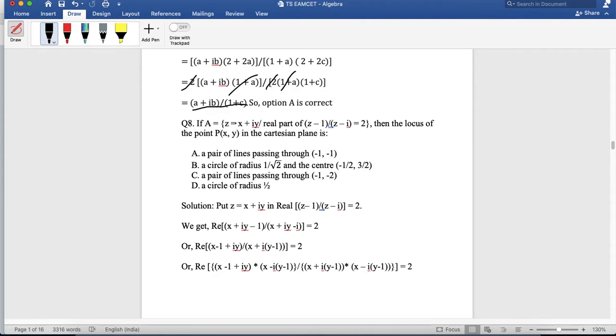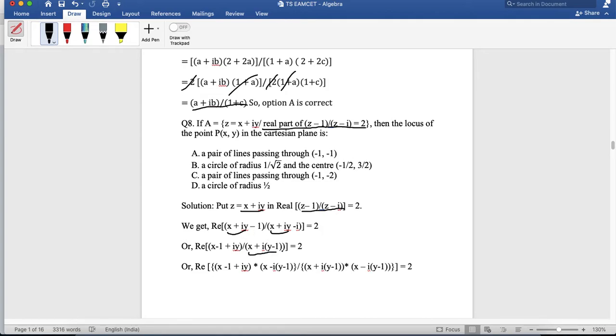Now the next problem on complex numbers. Z is x plus iota y, and the real part of z minus 1 by z minus iota is 2. What is the locus of point P? So just put z equals x plus iota y. Again, a very simple and very straightforward problem. Z minus 1 by z minus iota is 2. Put x plus iota y in place of z. Now take iota common, y minus 1.